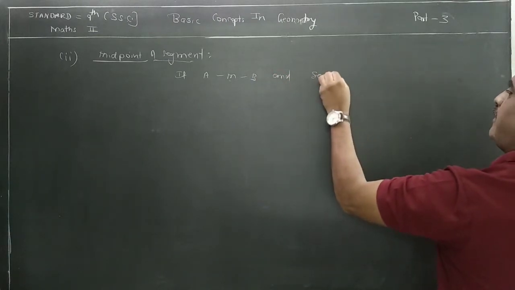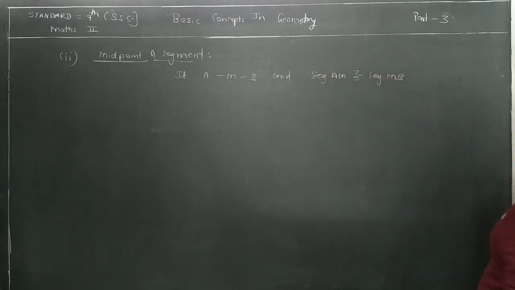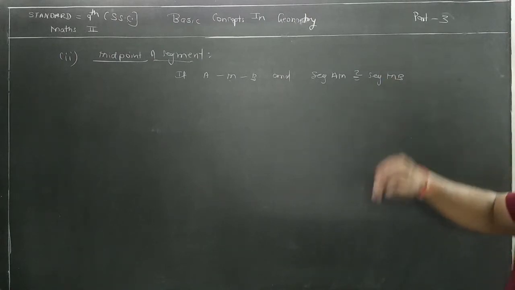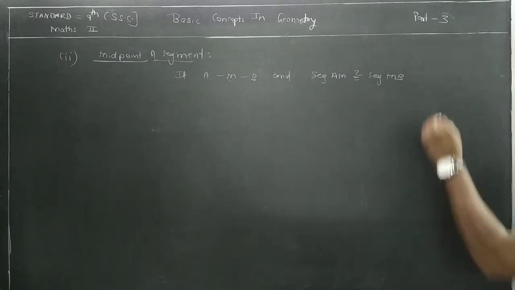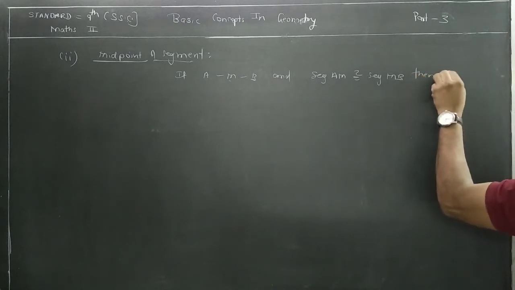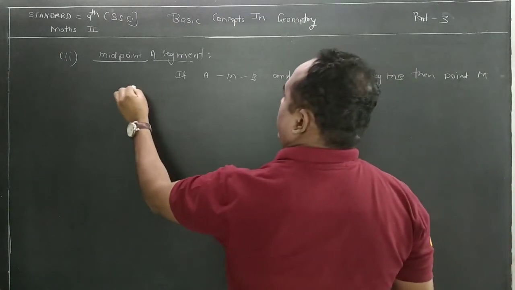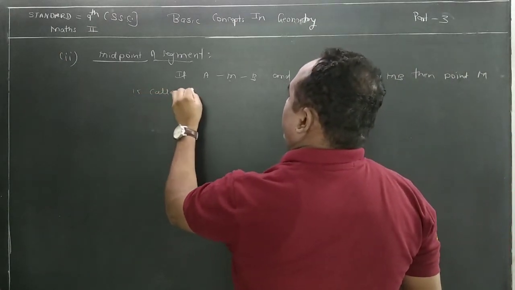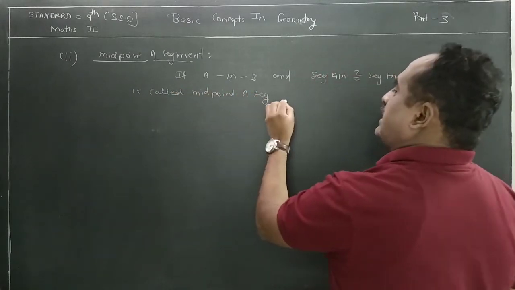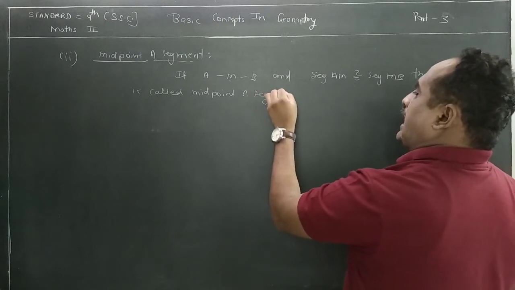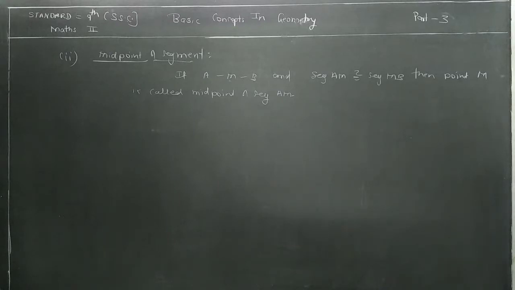And segment AM is congruent to segment MB. When will they be equal? When they have equal length, meaning length AM is equal to length MB, then point M is called the midpoint of segment AB.